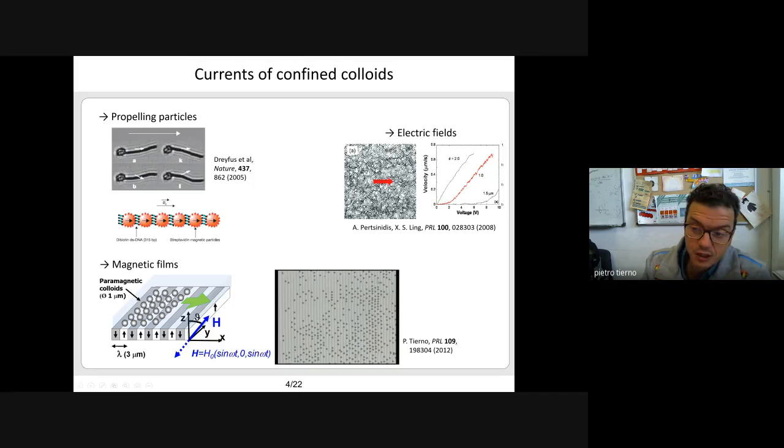Here you have, for example, an electric field that can induce a plastic-like deformation to an otherwise triangular lattice of electrostatically interacting colloids. And then here, probably most of you are familiar with, is the case where current can be generated by a periodic magnetic substrate by using a simple oscillating magnetic field. So there are 3 examples of experimental systems where you can produce a net transport when you are in the presence of a confining surface.